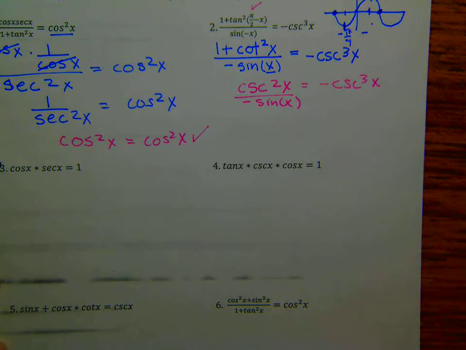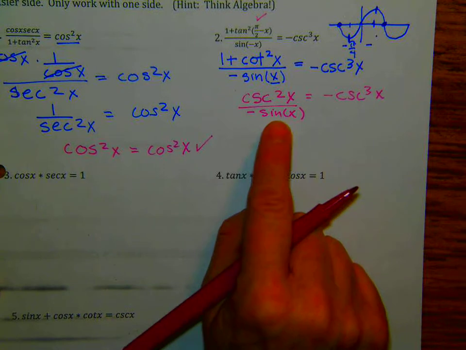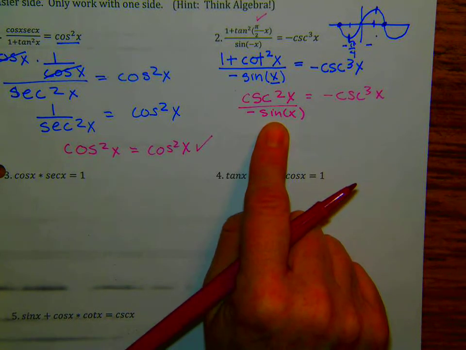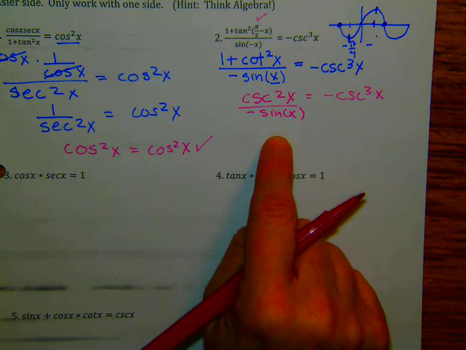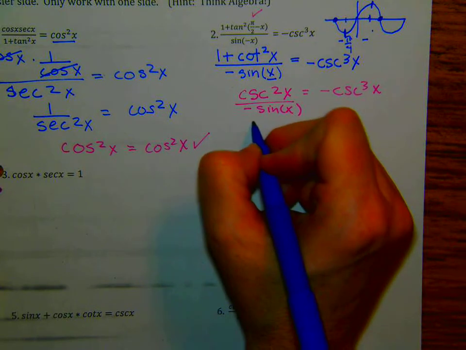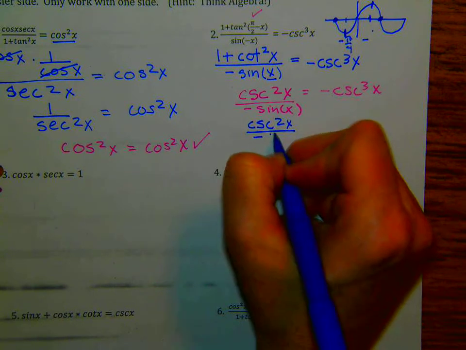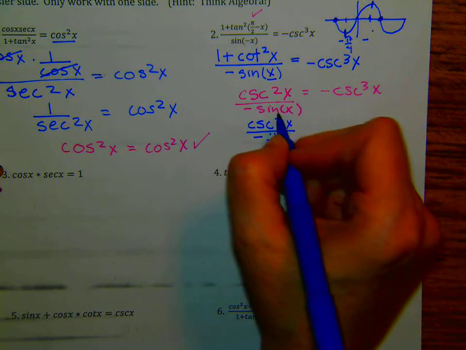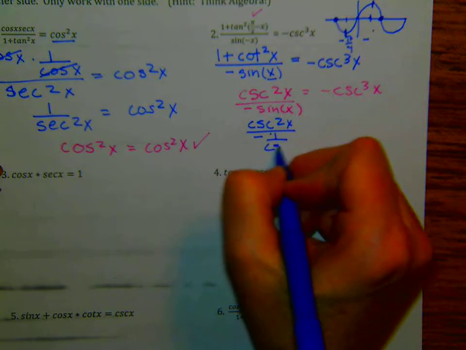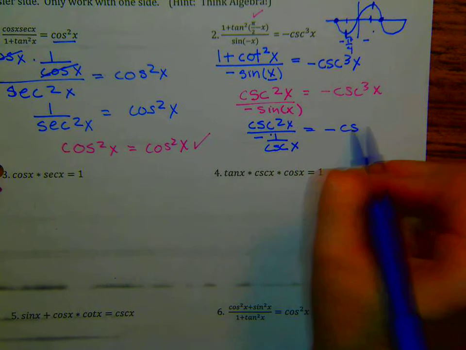What can I do with the cosecant squared of x? Well, first of all, what can I do with the sine in the denominator? Let's write that as a fraction, as 1 over the cosecant. So I can say that the cosecant squared of x over negative 1 over, what's the reciprocal of the sine, is 1 over the cosecant of x equals negative cosecant cubed of x.